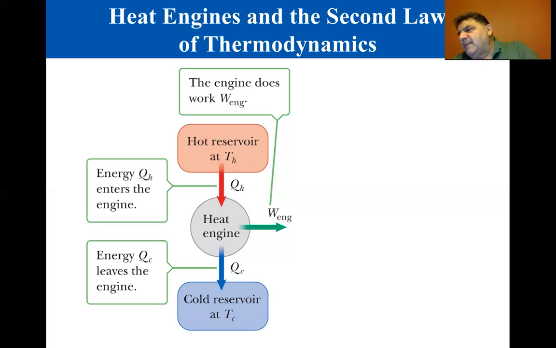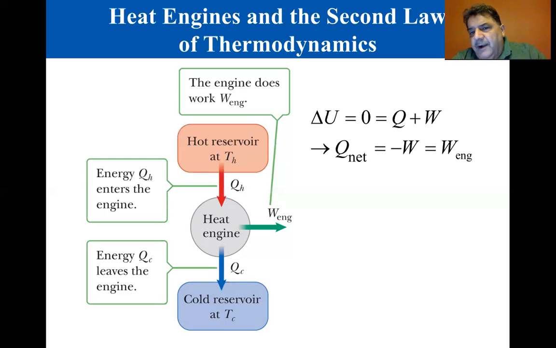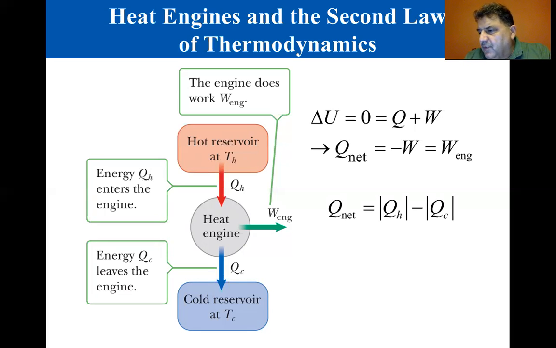From the first law of thermodynamics, we can write these equations. The second equation shows that work, WENG, done by a heat engine equals the net energy absorbed by the engine. From the figure, we can write this equation shown here. Generally, a transfer of thermal energy Q can be either positive or negative, so the use of absolute value signs makes the signs of QH and QC explicit. Q net equals the absolute value of Q hot minus the absolute value of Q cold.